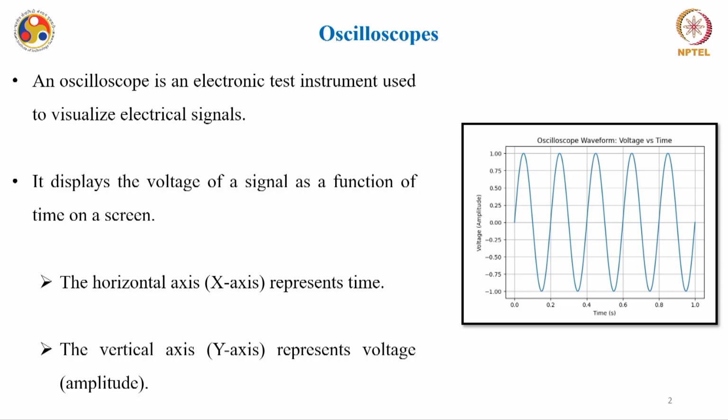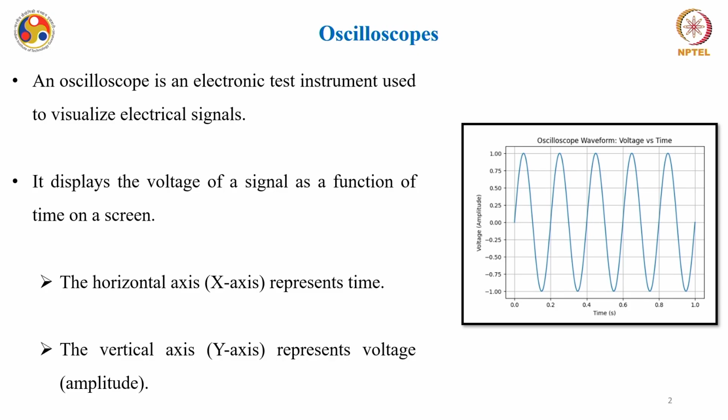We are discussing our last module in the course and we are talking about data acquisition system. When I say oscilloscope, it means a test instrument which is used to visualize electrical signals of different nature in laboratory as well as in the industries. Oscilloscope displays the voltage of a signal as a function of time on a screen.